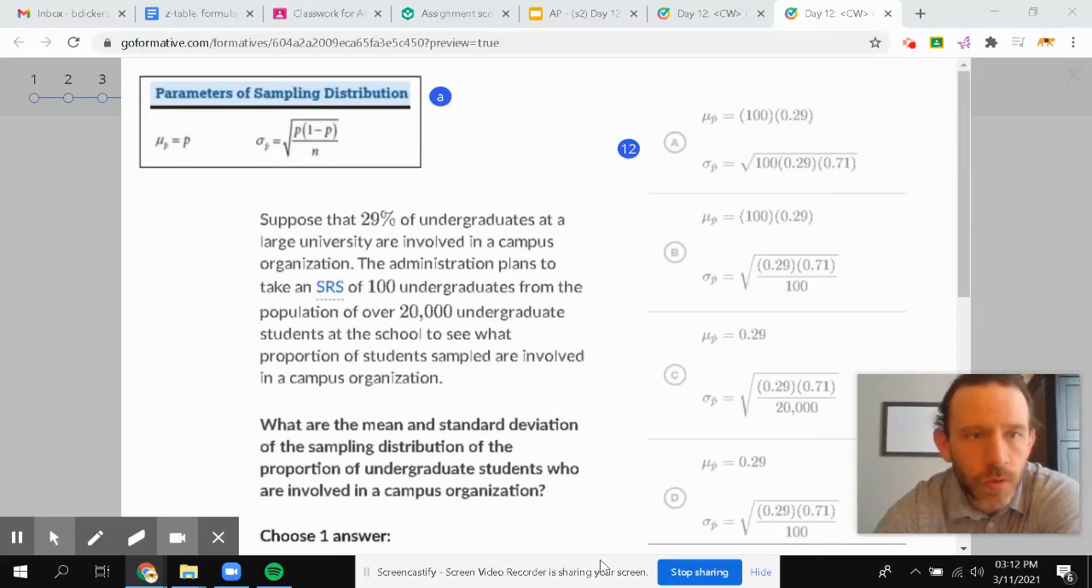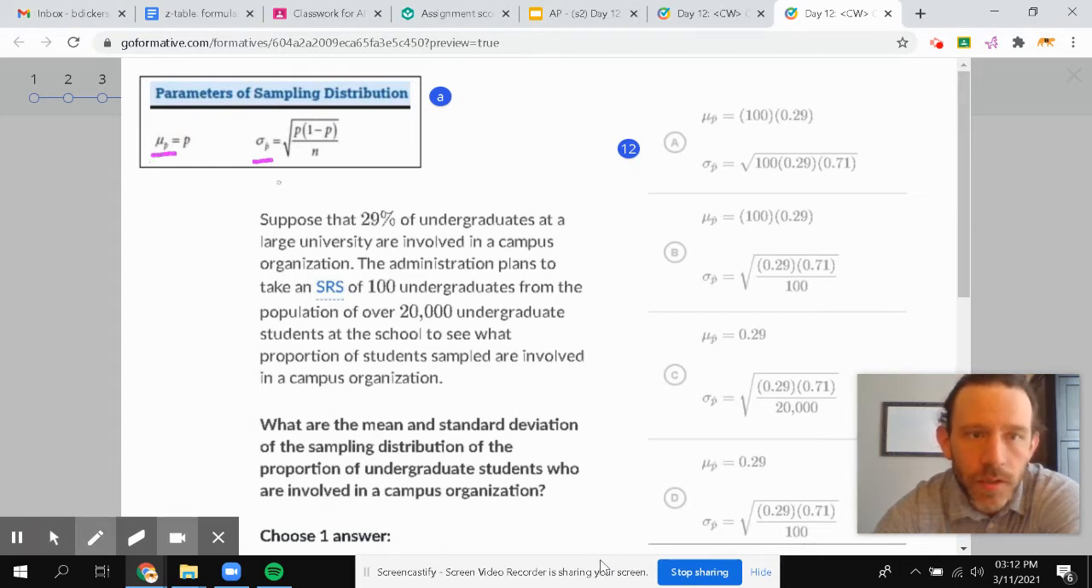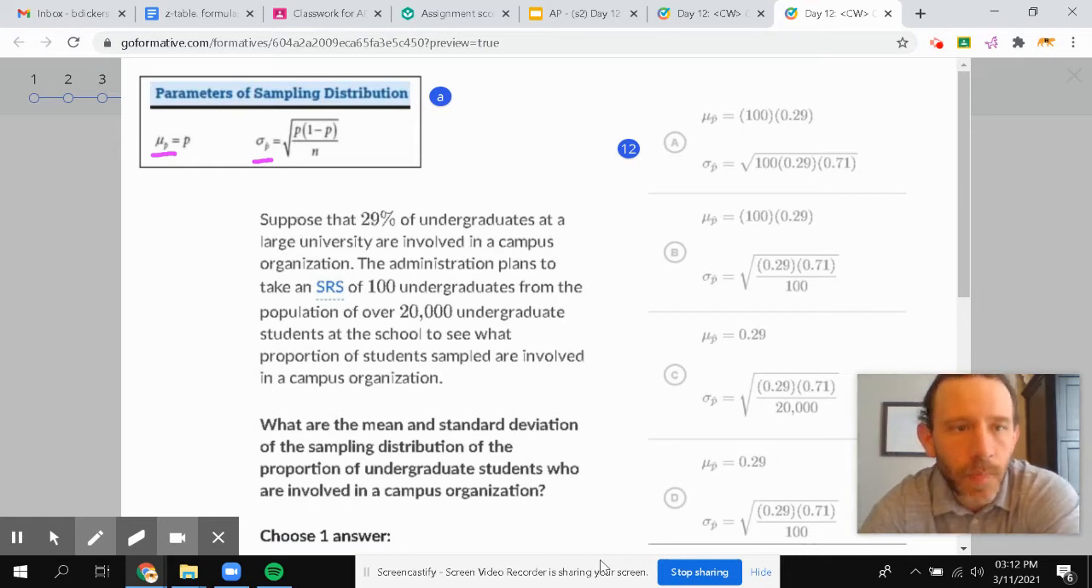Okay, class, if we are going to calculate the mean of a sampling distribution and a standard deviation of a sampling distribution, we need these two formulas here to do that. And what are the things that we need to identify? There's a p and also a p here and there. And then we also have an n here.